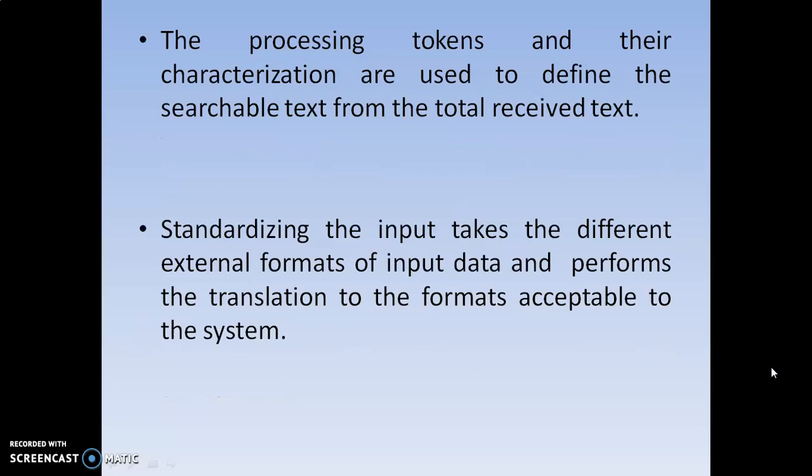The processing tokens and their characterization are used to define the searchable text from the total received text. These processing tokens can be converted into a standardized normal form, and this standardized normal form is used to perform the search throughout the document. This standardized process needs a universally acceptable standard format. What are the various formats for each kind of item, how will they be normalized, and how will they be transformed into another normalization form? Now we are going to see.